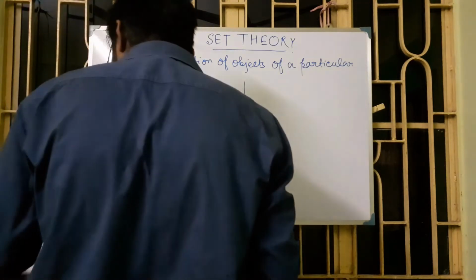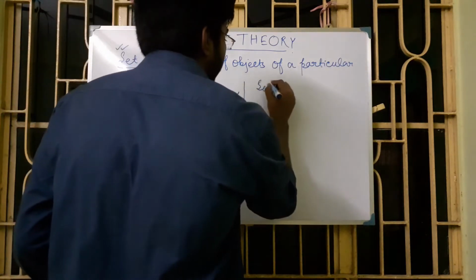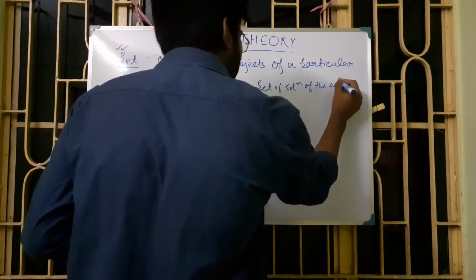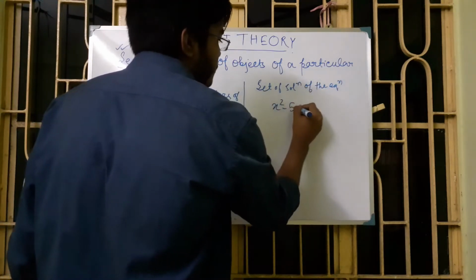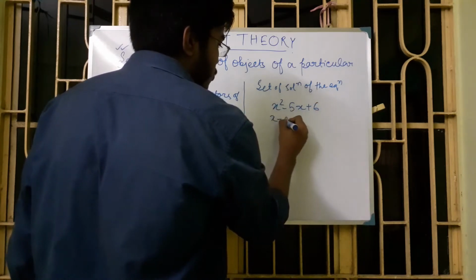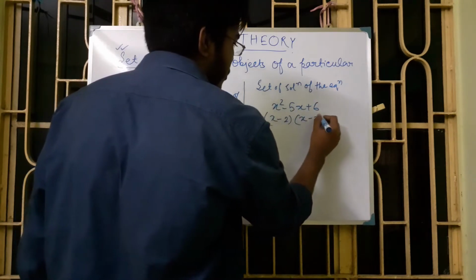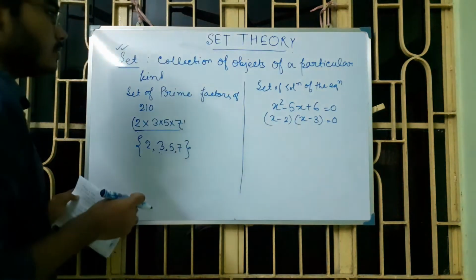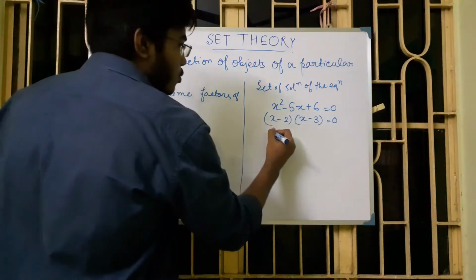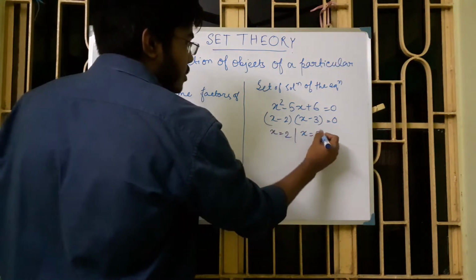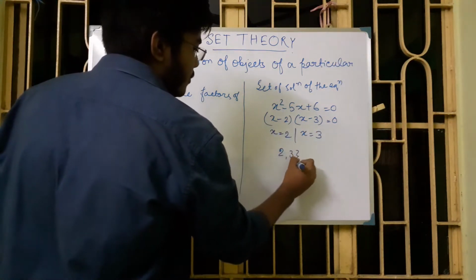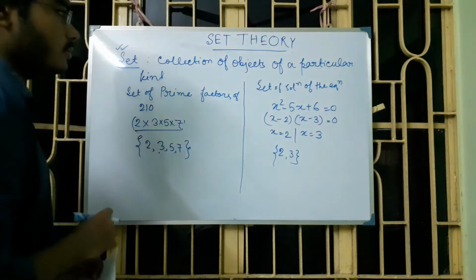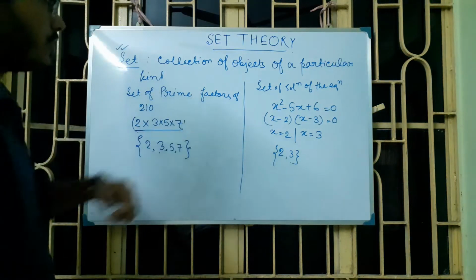Now what is the set of solutions of the equation x square minus 5x plus 6, that is (x minus 2) into (x minus 3) equal to 0? The solutions are x equal to 2 and x equal to 3. So the solution set is {2, 3}.